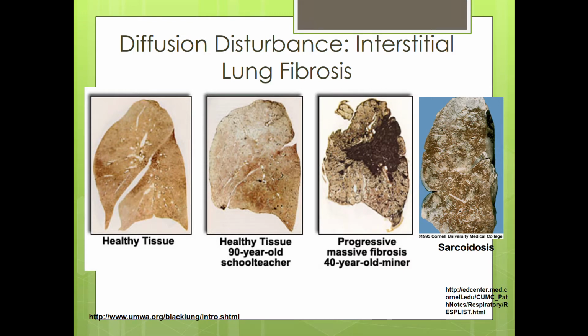So here's an example of interstitial lung fibrosis. So you have a healthy tissue here. This is a healthy tissue in a 90-year-old. Okay, so just a little bit of damage there. Here is progressive massive fibrosis in a 40-year-old miner. So this is someone who's actually had frequent chemical exposure and destruction of alveoli. So their alveolar membranes have become really thick and fibrotic.